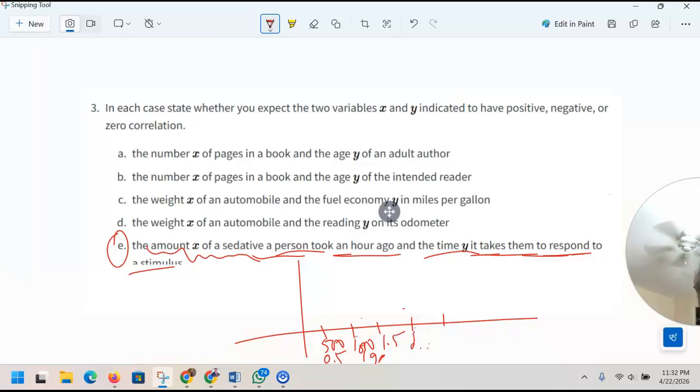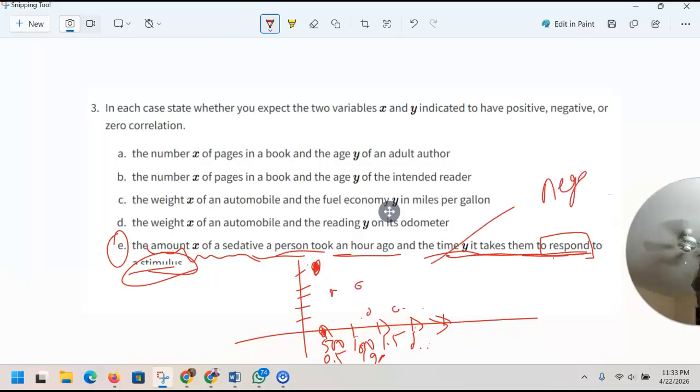So the more you took, you will see how much time the stimulus response takes. It means the more sedative that is given, the longer the response will take. Suppose you have 500, it will take more time for the sedative to take effect. So this will be something like this. So this is negative correlation.